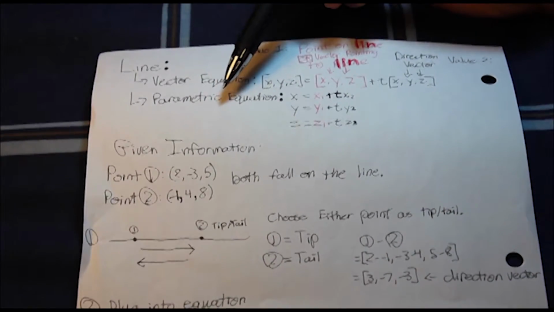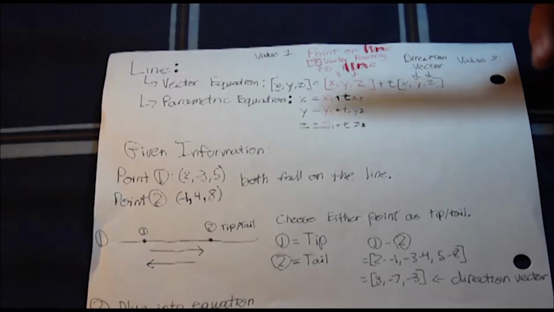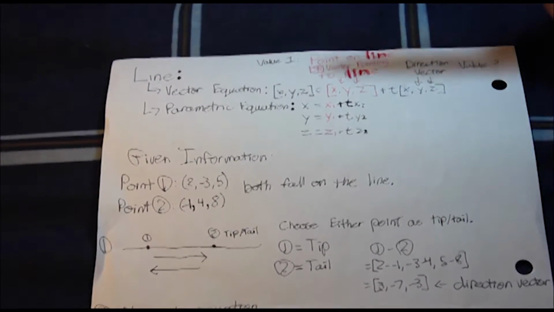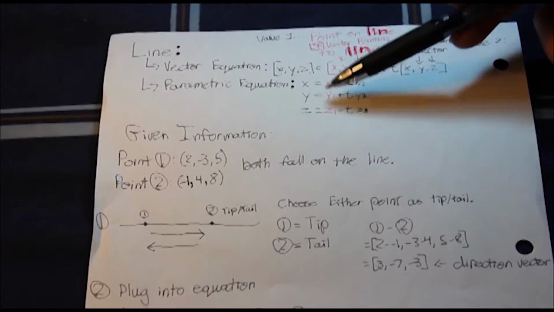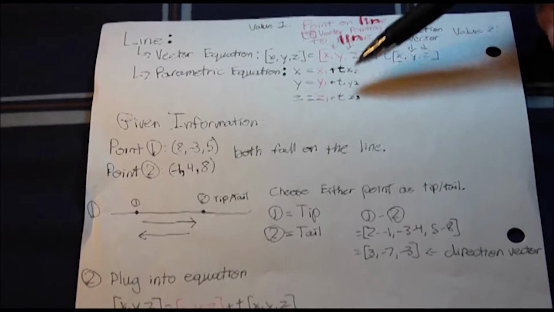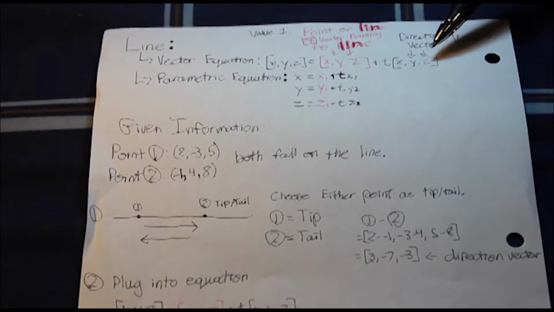The second equation is the parametric equation. It's broken down from the vector equation into its x, y, and z values. First, it has its x, y, and z values from the point on the line, and then it has a t value and its x, y, and z values from the direction vector.